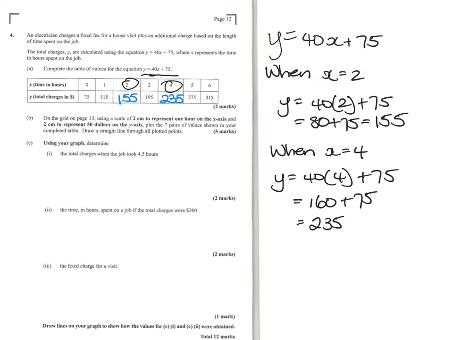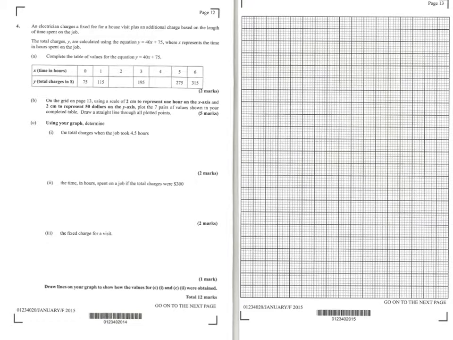235. For part B, they want us to draw a graph using the grid given to represent the data in the table that we worked out just now. So as you could recall, we got 155 for here and we got 235 here. So we want to draw the graph.